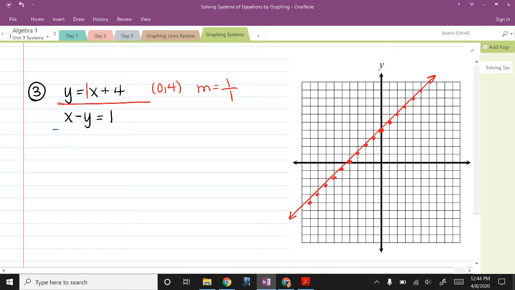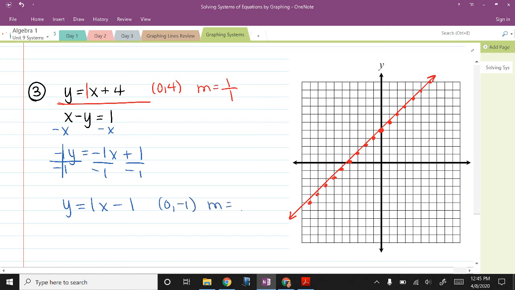So I'm going to subtract x, and that leaves me with negative y equals negative 1x plus 1. And then I divide by negative 1 on all of my terms and simplify. Y equals, well, that makes a positive 1x minus 1. So my y-intercept is (0, negative 1), and my slope is 1.